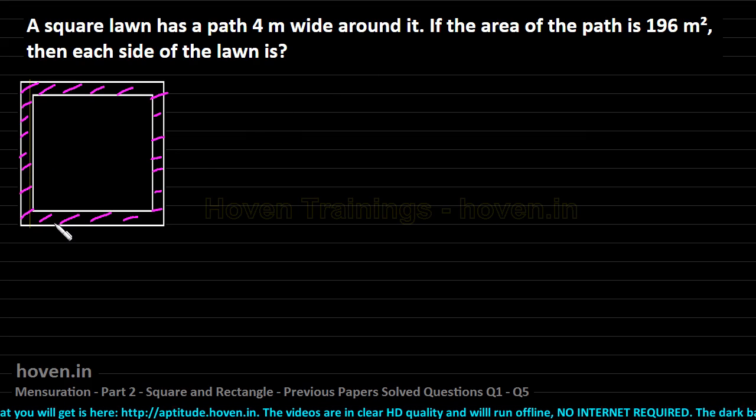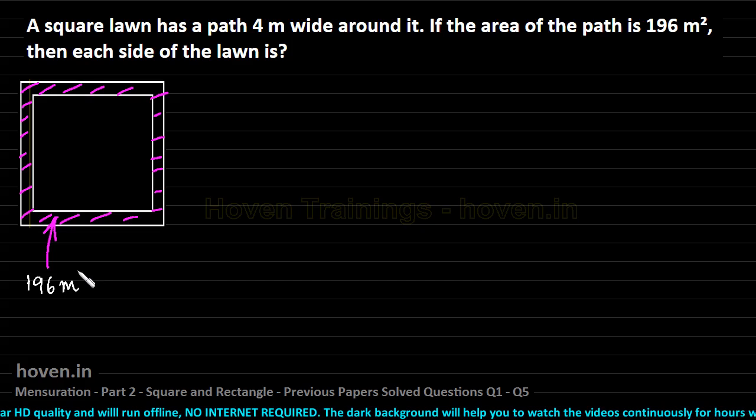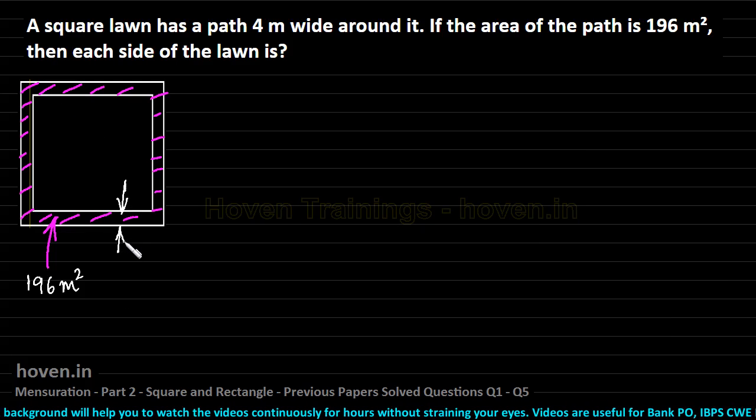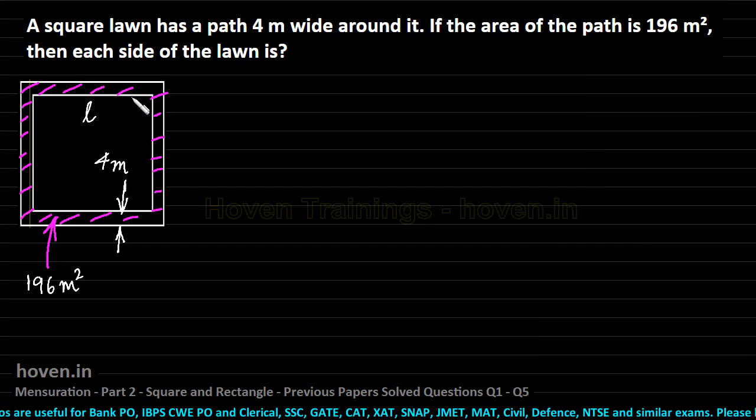And the area of this path has been given to us, and its value has been given to us as 196 square meter. And we have also been given the width of this path as 4 meters. This is width on all the four sides. And we have to find out the length of the square lawn, that is, if this length is L, we have to find out the value of this L.